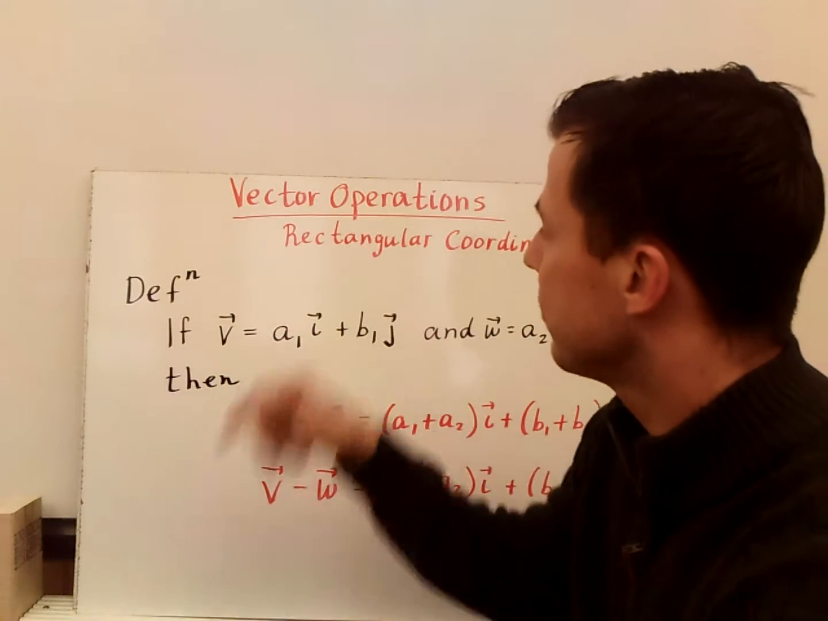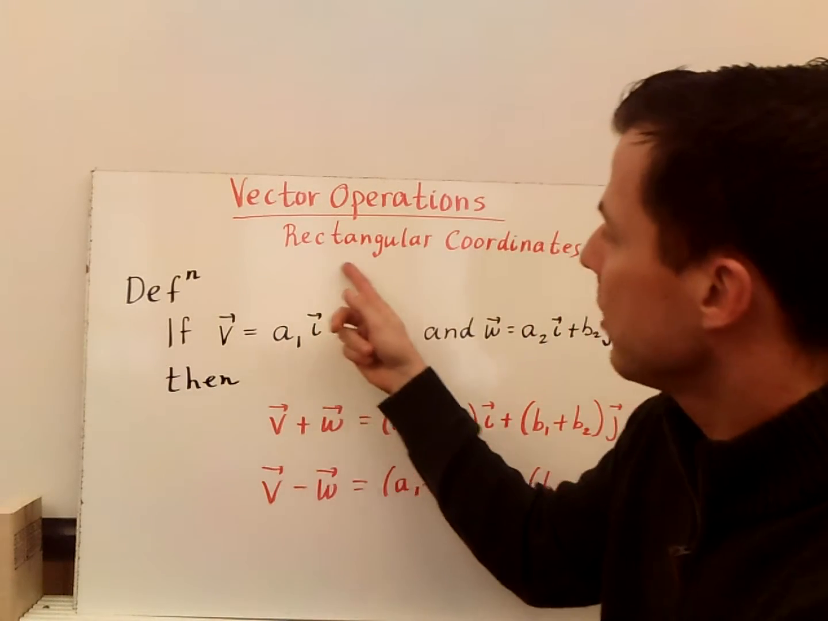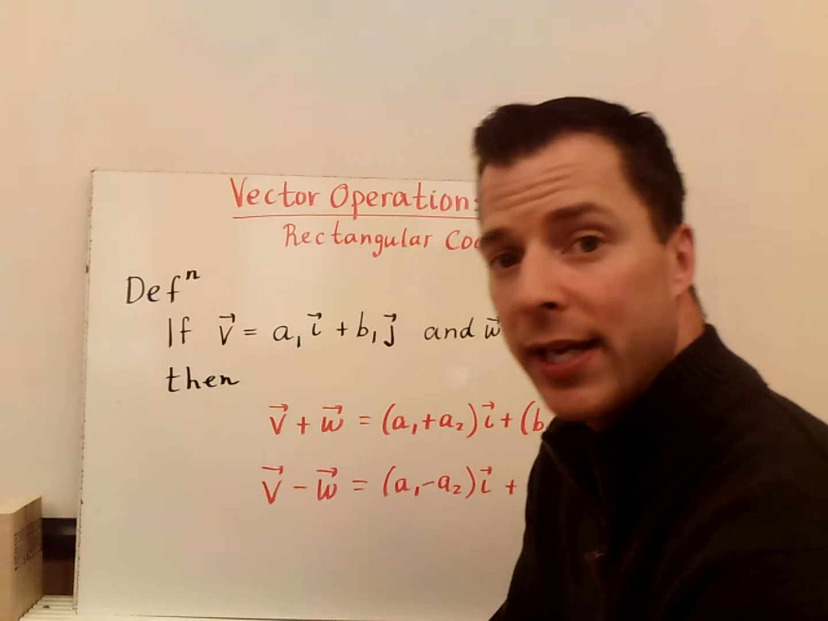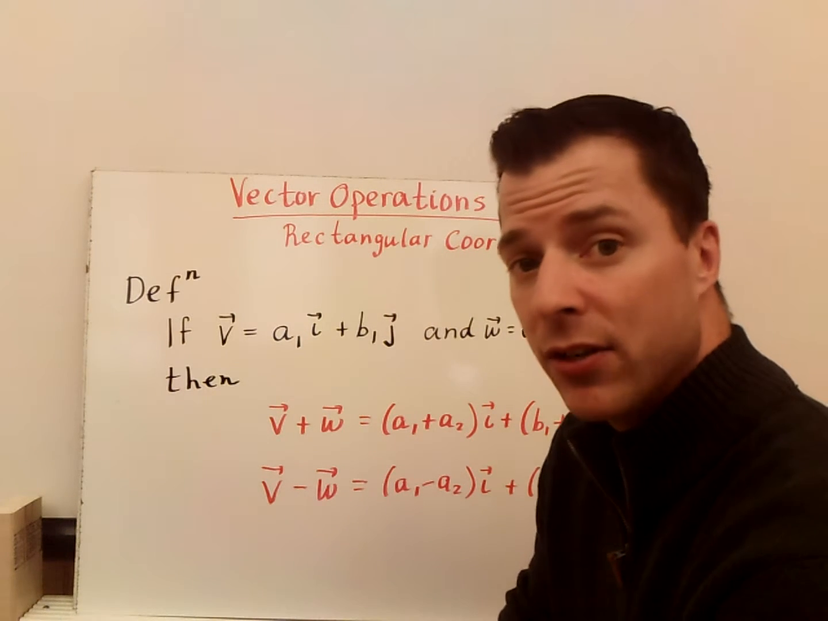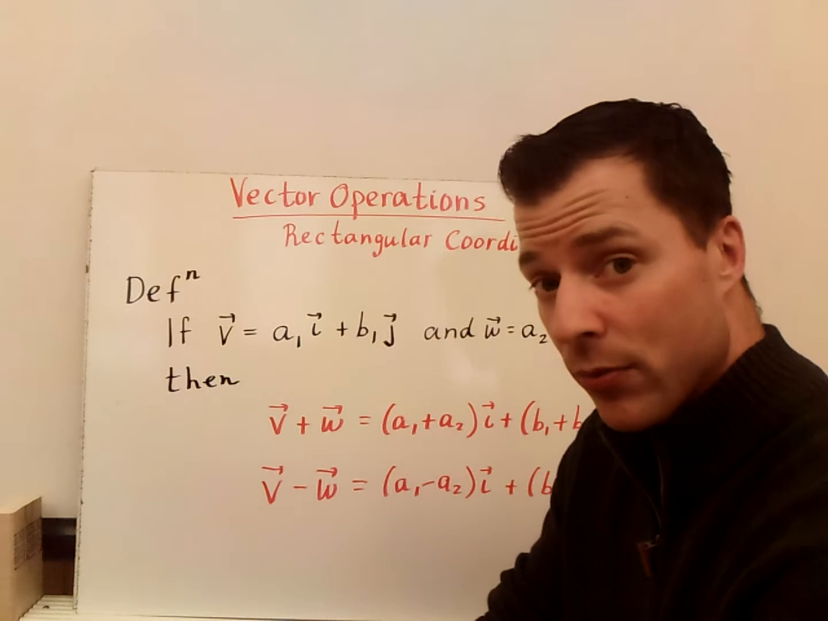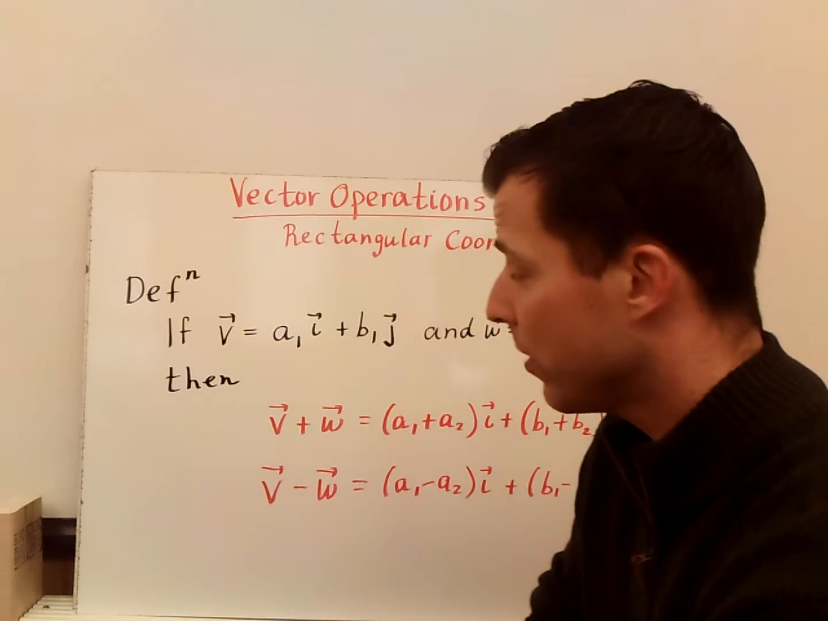All right, guys, welcome to vector operations. Today we're going to talk about them in the rectangular coordinate plane. So really what we're talking about is when vectors are written as linear combinations, how do we add, how do we subtract them, and how do we perform scalar multiplication?